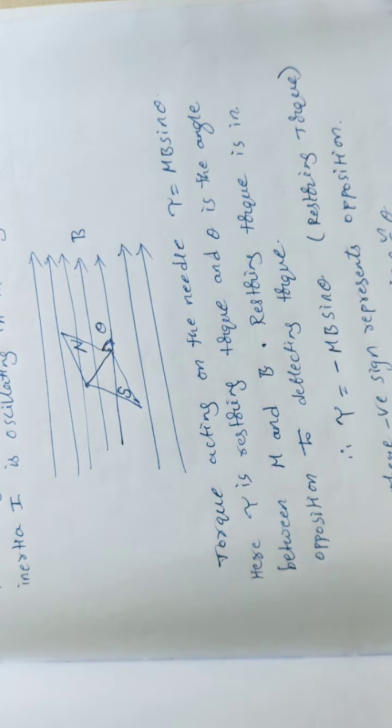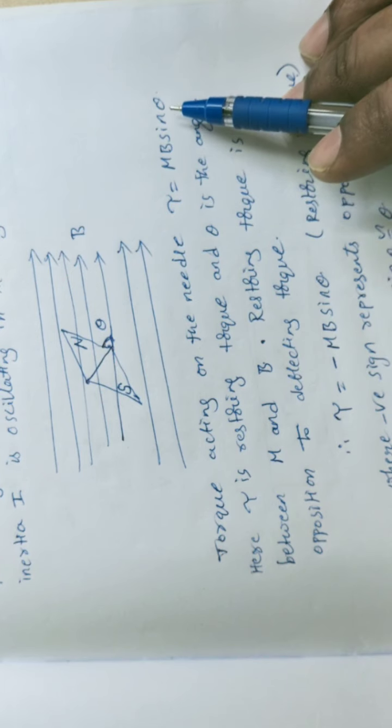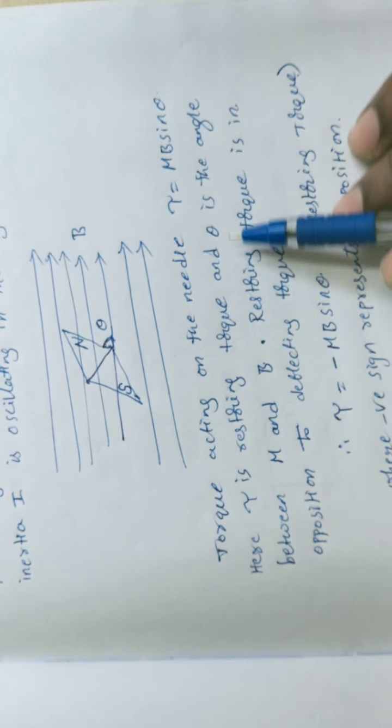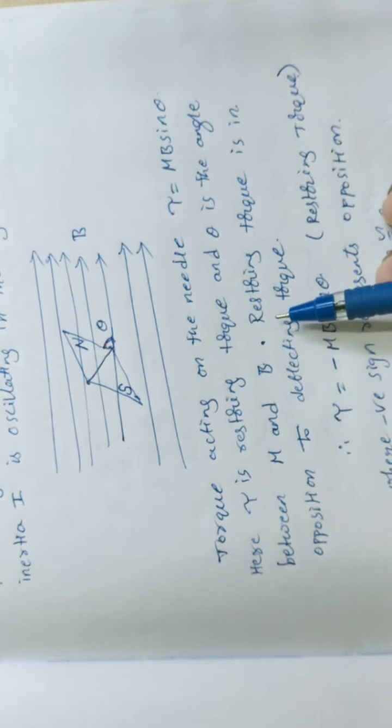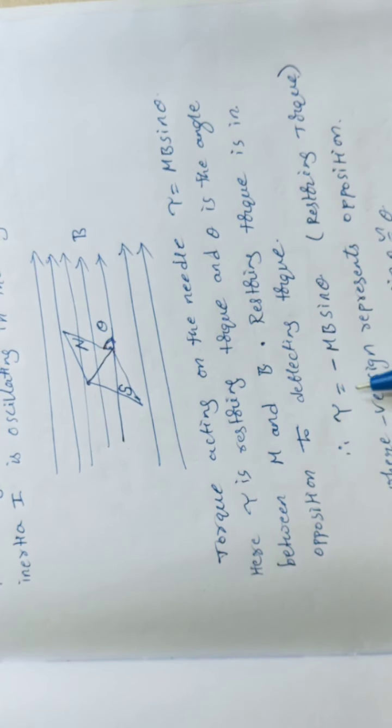We know when a magnetic bar is present in a uniform magnetic field, the torque value or couple value we know: tau is equal to mB sin theta. So here I am representing the torque acting on the needle, tau is equal to mB sin theta. Here tau is the torque and theta is the angle between m and B. Restoring torque is in the opposite direction. So here tau value is equal to minus mB sin theta.